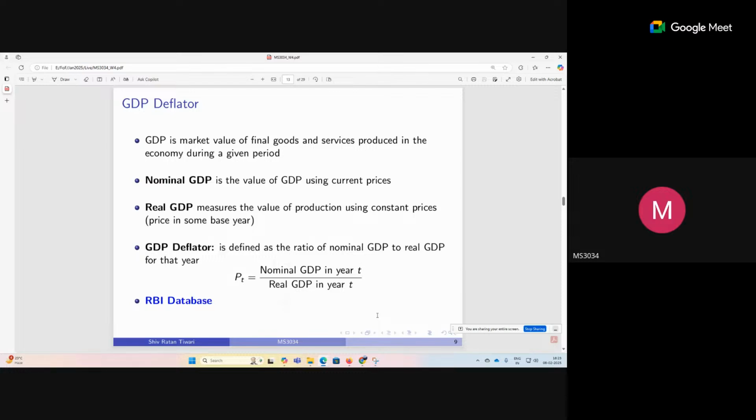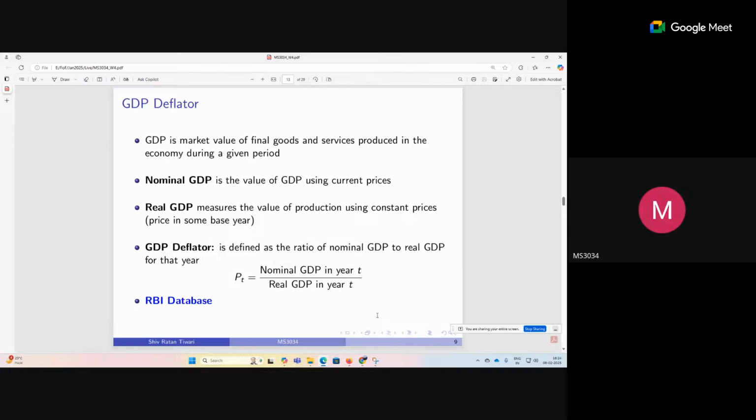And if we have these two numbers, then we can calculate the GDP deflator, which is defined by the ratio of nominal GDP to real GDP. So how is this a measure of a price index? In real GDP, we have fixed the prices, and in nominal GDP, we are allowing prices to vary. So the ratio of that will give me the changes in price in comparison to the base year. That's why we call this a price index, the GDP deflator.